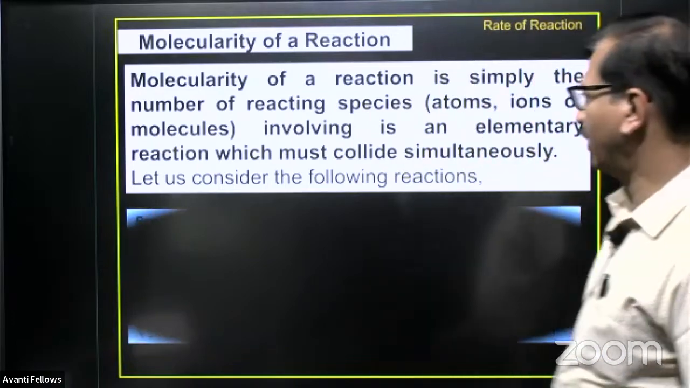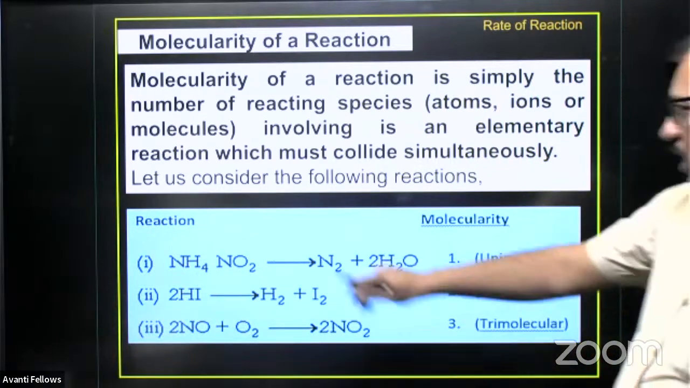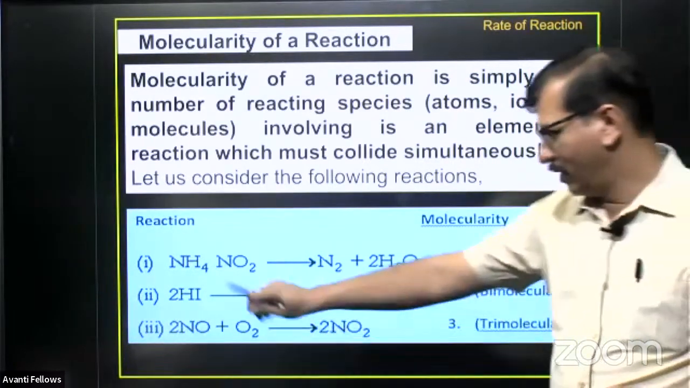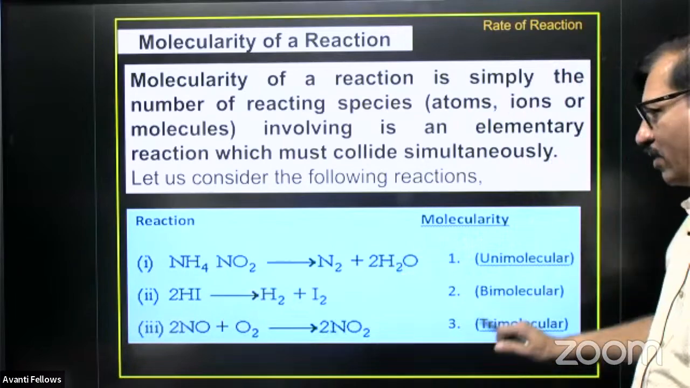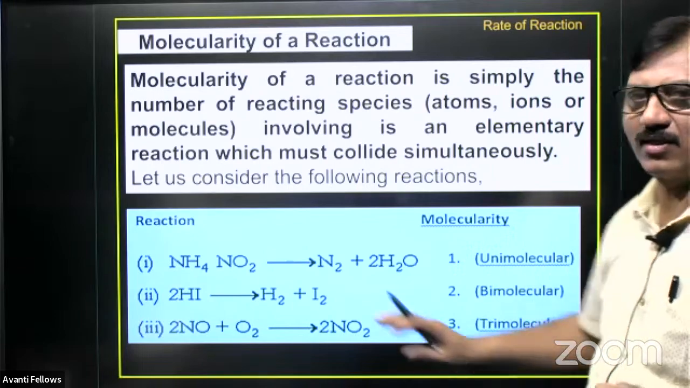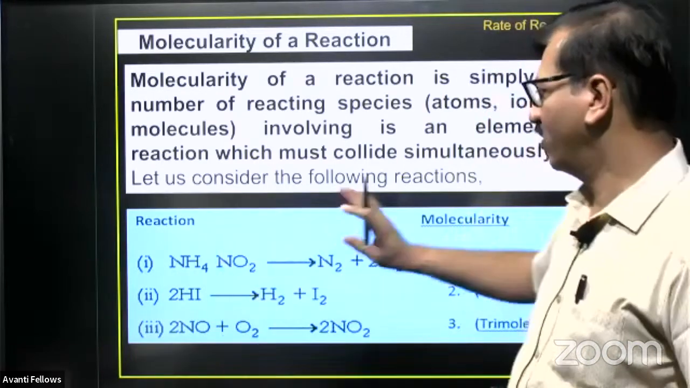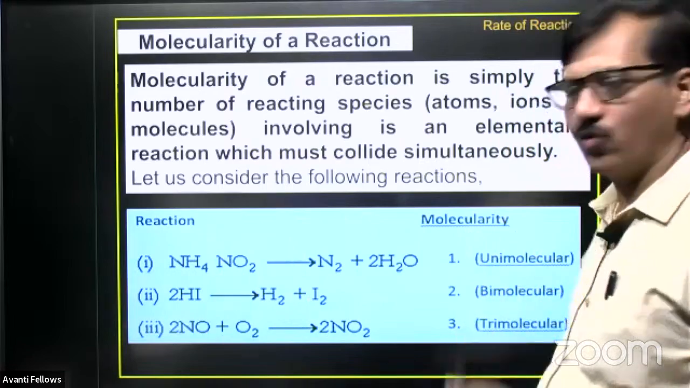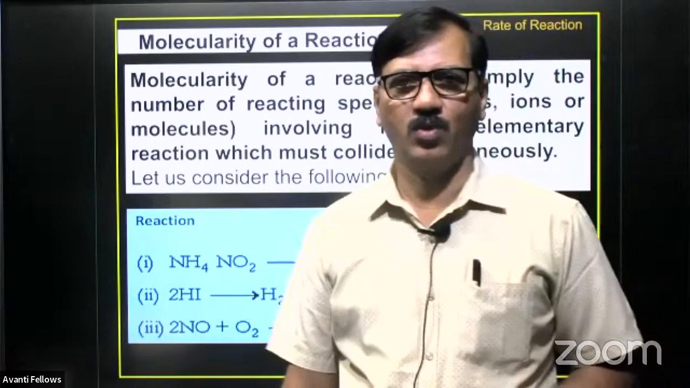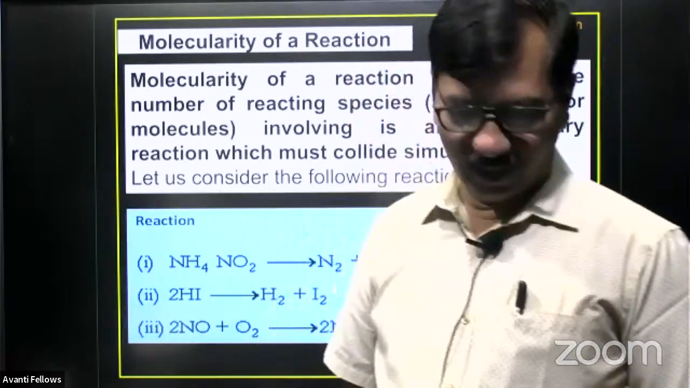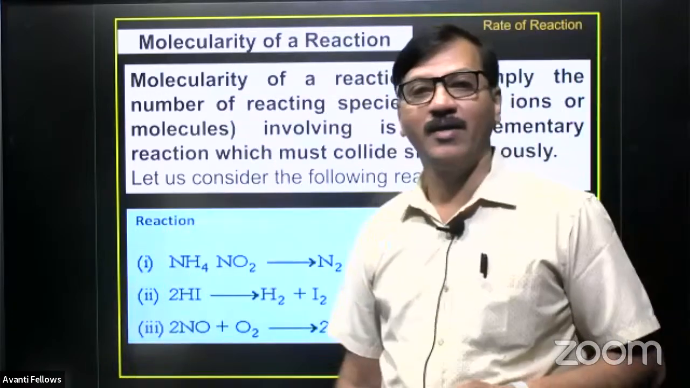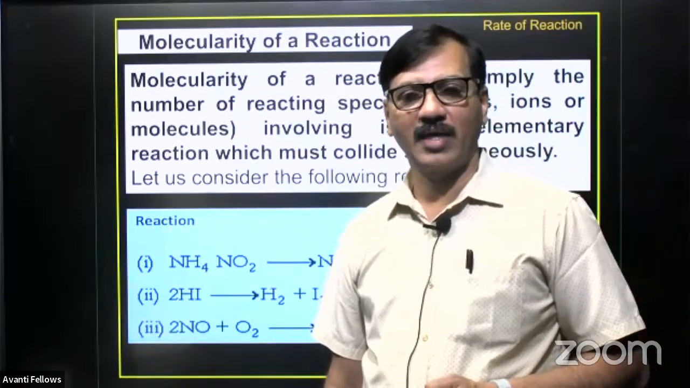So let us consider these reactions. Ammonium nitrite decomposition is a unimolecular reaction, as I told you. Decomposition of HI is a bimolecular reaction. 2NO plus O2 giving rise to 2NO2 is a trimolecular reaction. So these are elementary reactions, and in elementary reactions we can see unimolecular, bimolecular and termolecular reactions, if they are occurring in one step. These are all determined experimentally only. By looking at the reactions, we cannot say whether it is an elementary reaction or a complex reaction.